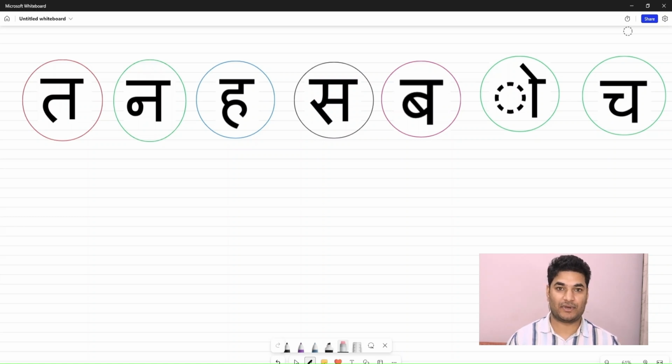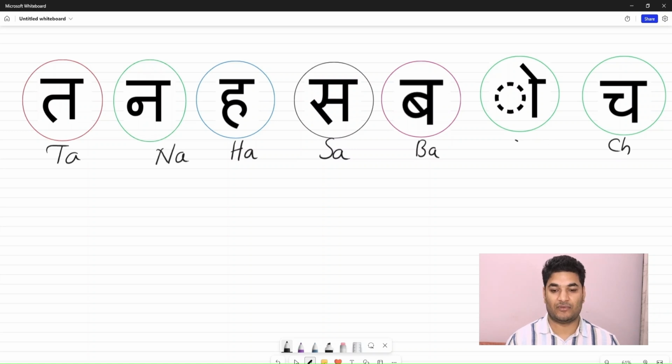We have 6 consonants on the whiteboard, and these are T, N, H, S, B, and J. The vowel matra that we have on the whiteboard is O, the short O sound that we have in the word dog.